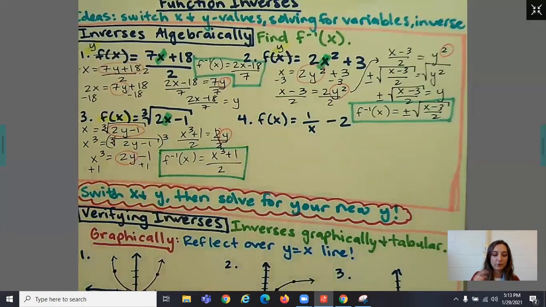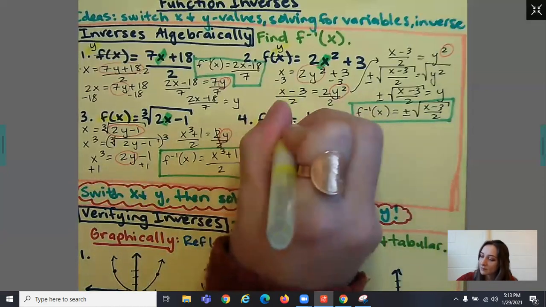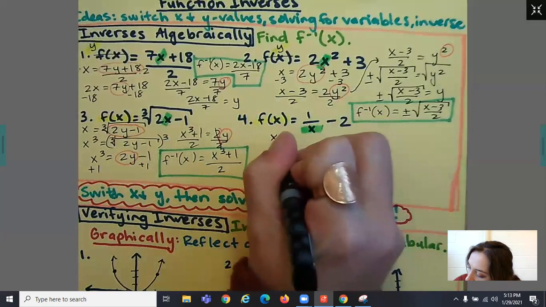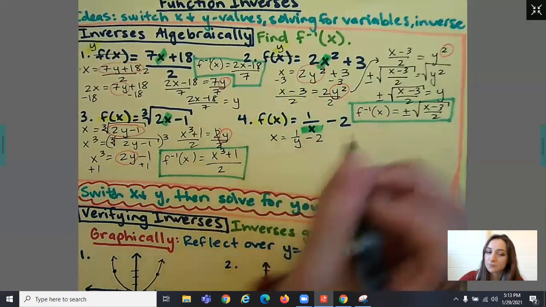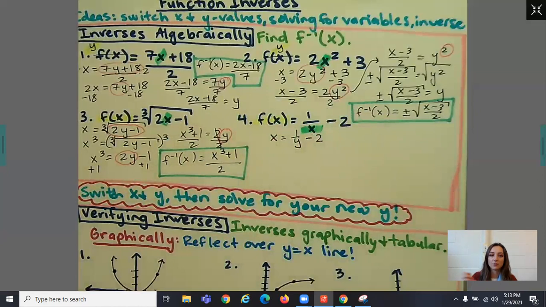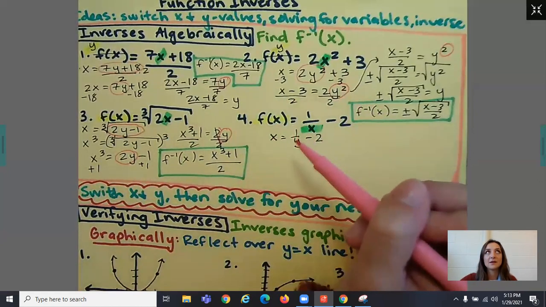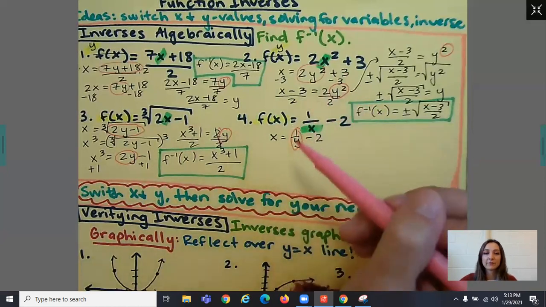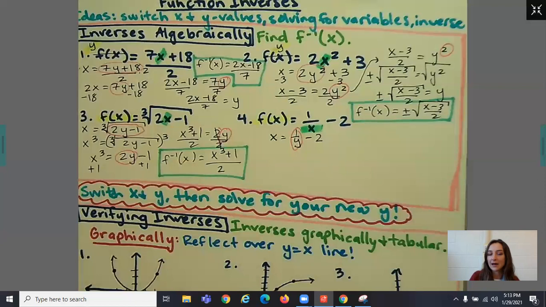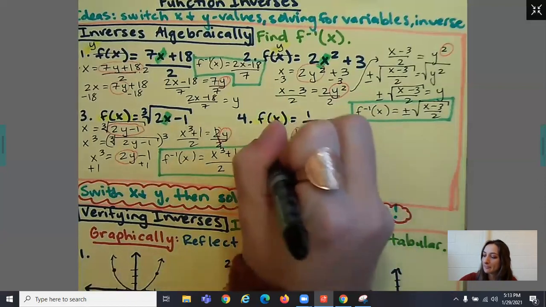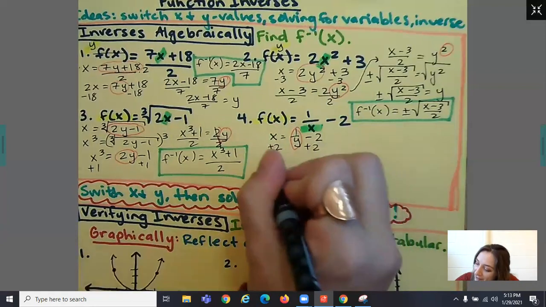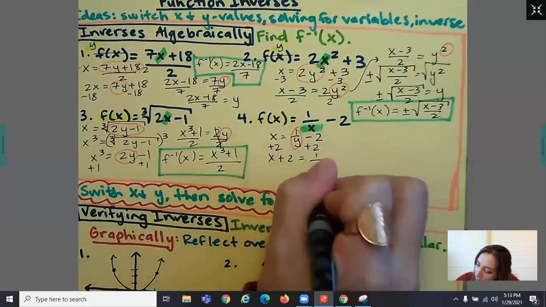All right, so let's do problem number 4 now, and same thing, we're going to switch the x and y, so I'm switching that guy with this guy. So first step, everyone can get right, x equals 1 over y minus 2. All right, so looking at this problem, 1 is being divided by y, and then that whole thing is having 2 subtracted from it. So before I work with that, I need to get rid of that 2 by adding 2 to both sides. What is x plus 2? x plus 2. Okay, so x plus 2 equals 1 over y.